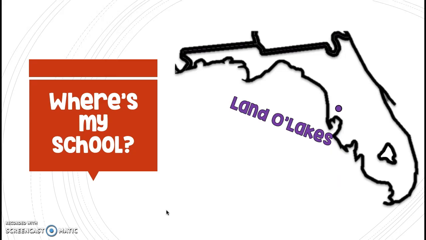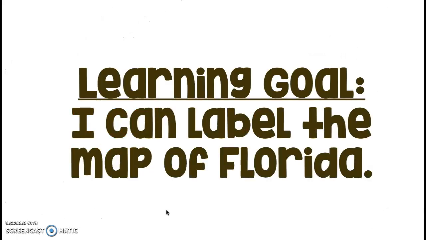I'm going to put a circle because it's a city, but it's certainly not important like the capital city of Tallahassee. So I can just put a little circle, and I'm going to write Land of Lakes to show our Pasco County District schools. All right, our learning goal for today says I can label the map of Florida, and that's exactly what we did. I hope you enjoy learning about the border states, all the water, our capital city, and where we can find our school.